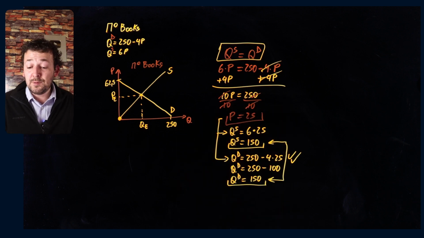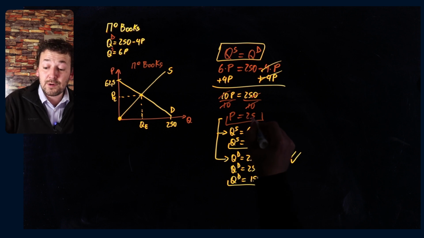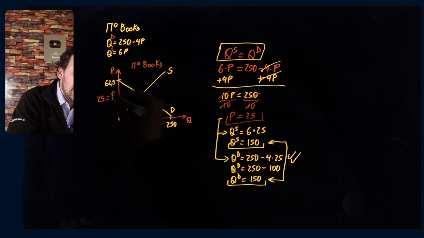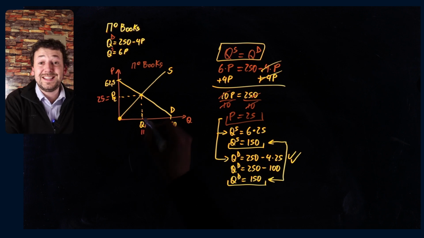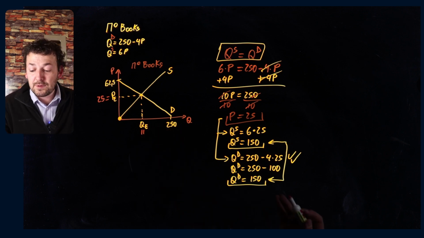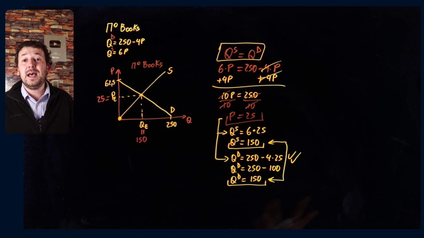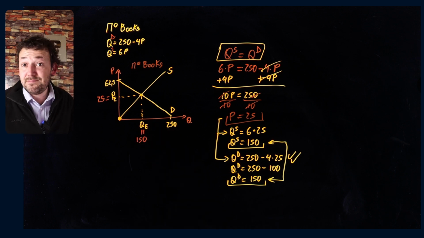And the last step will be to show the equilibrium price, that is 25, right here, and to show the equilibrium quantity, that will be 150. And with that, we're done, and that's the question.